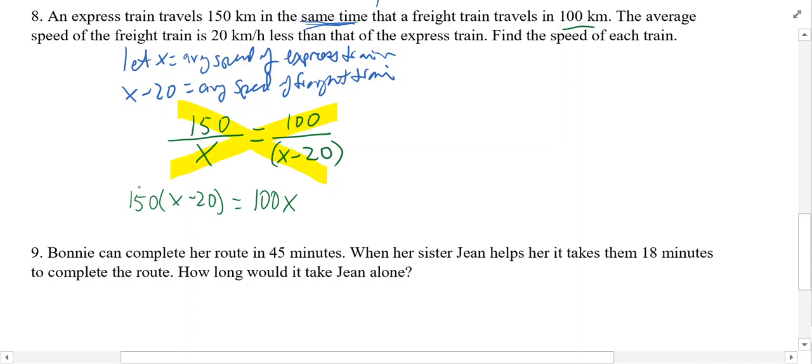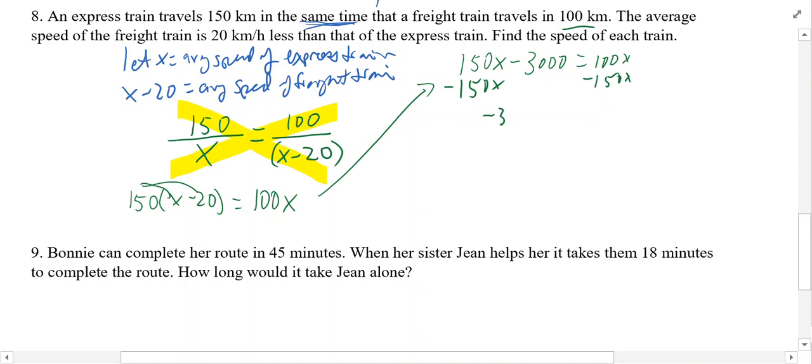So then we need to go ahead and distribute. I'm going to do my work over here. So when you distribute, you get 150x minus, when I distribute 150, so 3,000 equals 100x. All right, so let's go ahead and we need to combine like terms. So I'm going to subtract 150x. So I get negative 3,000 equals, this would give me a negative 50x. So then you want to go ahead and divide each side by negative 50. So when you divide by negative 50, I'm left with 60 equals x.